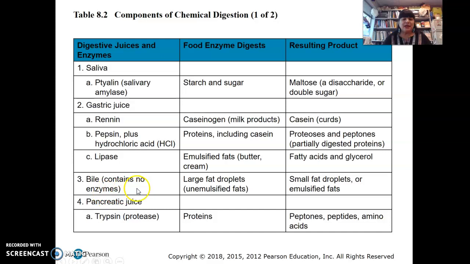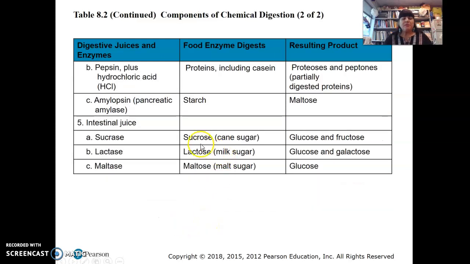Bile contains no enzymes, but it helps with breaking down large fat droplets. It helps with literally breaking them down. And pancreatic juice, now all these enzymes are going to be with the pancreatic juice. So trypsin for proteins, pepsin for proteins, amylopsin for starch. And then once we're in the intestines, again, there's going to be some more chemical digestion.